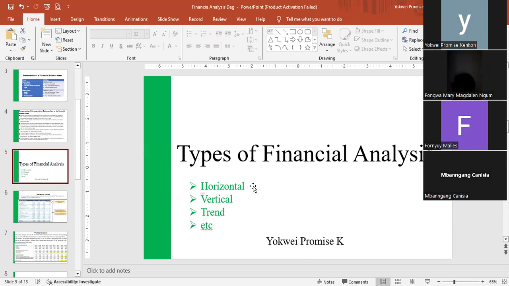With the horizontal analysis, you are comparing just two years, for example, two years or two quarters or whatsoever. You take the current year and compare it with the previous year. With this analysis, you see whether you are progressing, increasing, or not making any move. So this analysis is very, very important. The next one that we have is the vertical analysis.